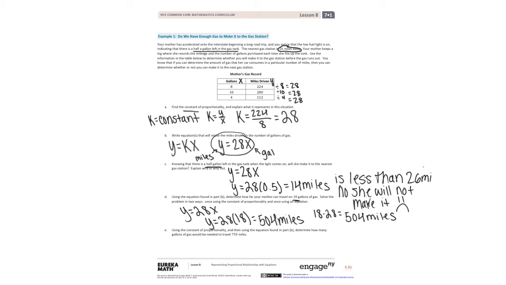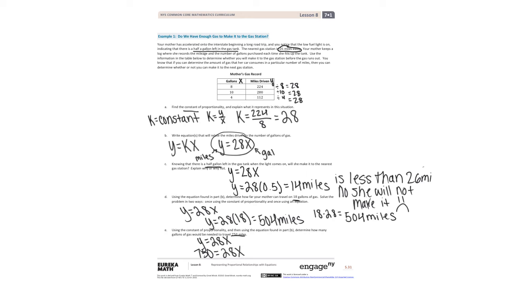E. Using the constant of proportionality and then using the equation found in part B, determine how many gallons of gas would be needed to travel 750 miles. So let's do the constant of proportionality first. We're still going to use our equation that we have from B, so that's y equals 28x. And then we are going to plug in our 750 miles for our y. So 750 equals 28x.